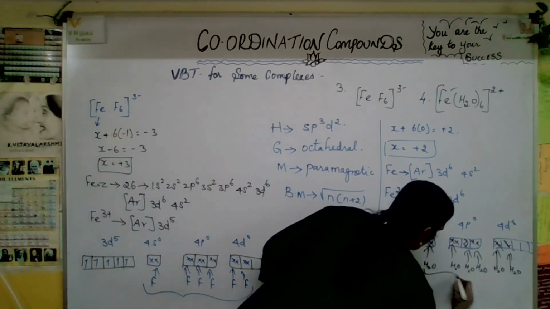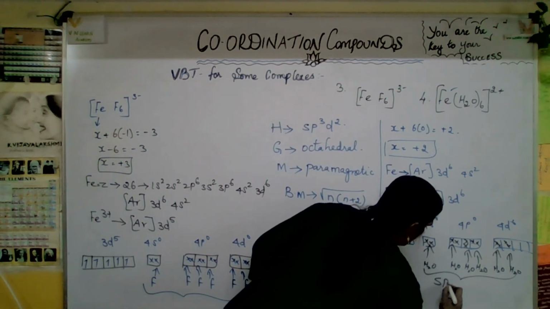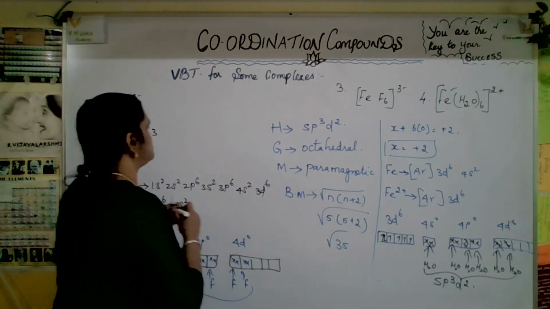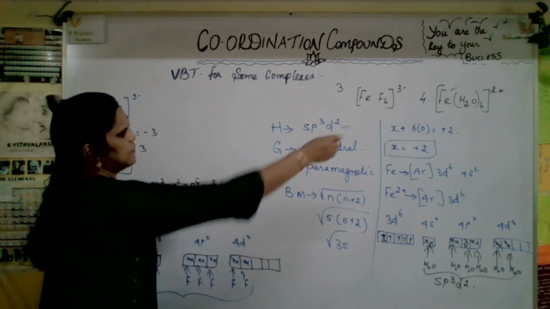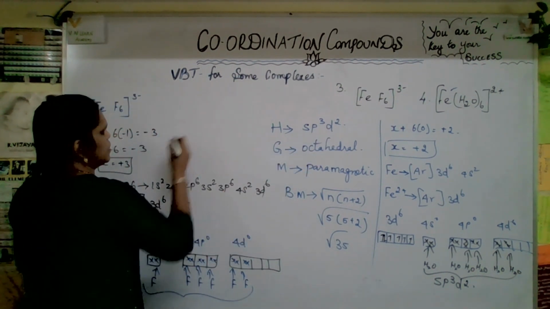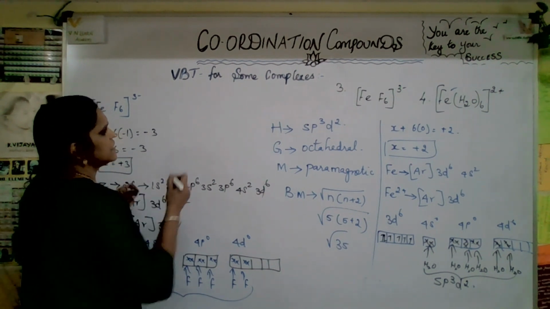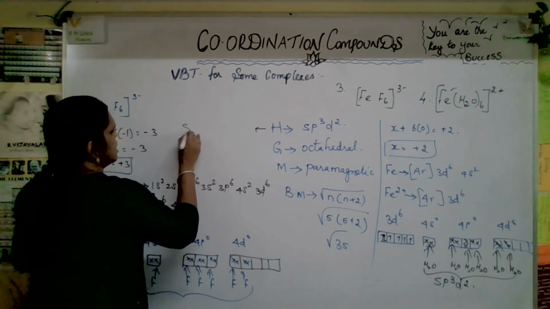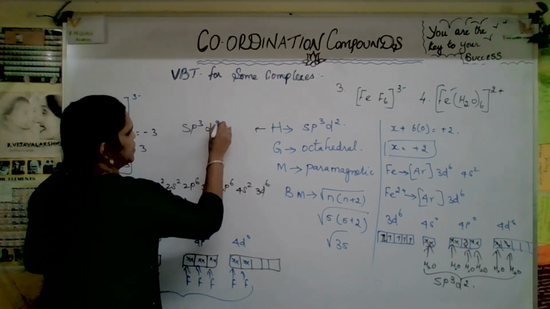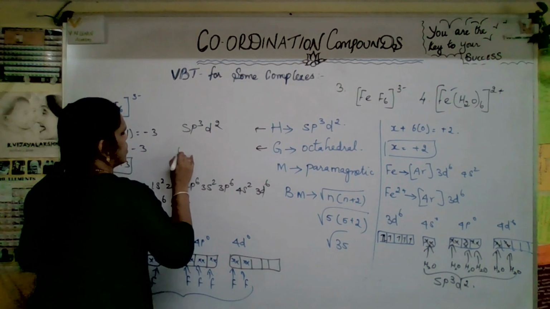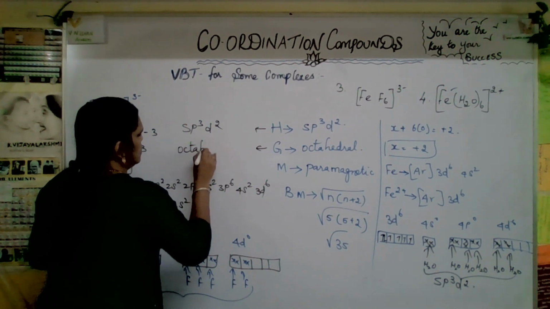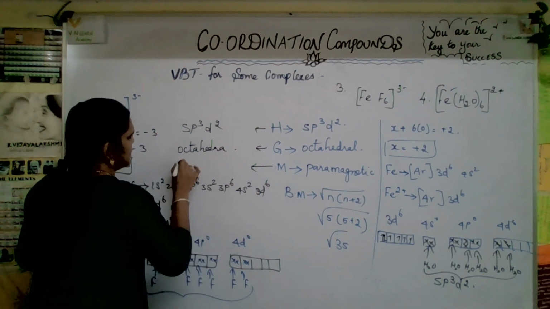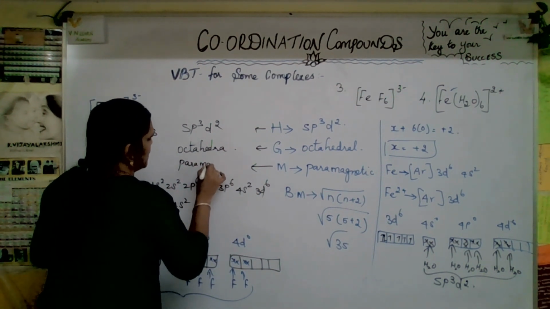Okay, now what is that hybridization? Yes, sp3d2. Now the same way for the fourth one here, I just put it differently so that you can easily identify. So here the hybridization is sp3d2, and the geometry is the same, octahedral, and magnetic, of course, it's paramagnetic.